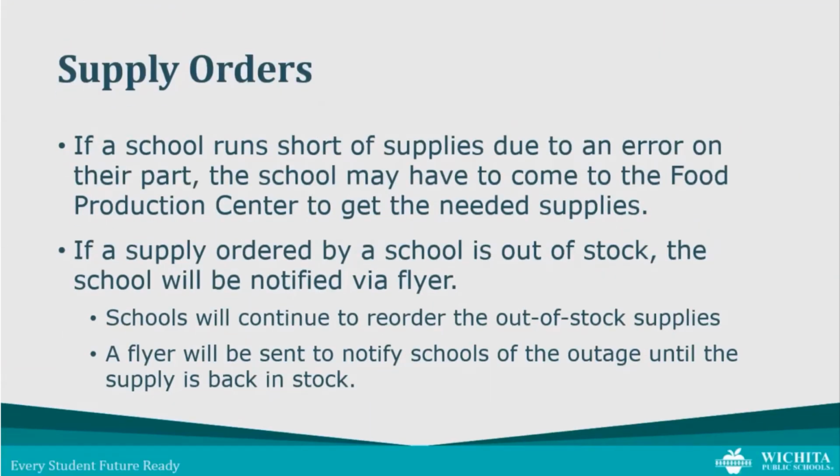If a school runs short of supplies due to an error on their part, the school may have to come to the Food Production Center to get the needed supplies. If a supply ordered by a school is out of stock, the school will be notified via a flyer. Schools will need to continue to reorder the out-of-stock supplies, and a flyer will be sent to notify schools each time of the outage until the supply is back in stock.